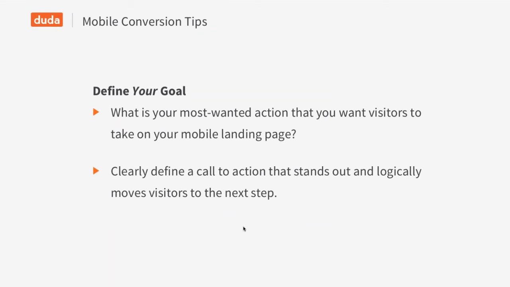Next, make sure to not only think about your visitor's goal, but also to define your goal. What is the most wanted action that you want that visitor to perform on your page? What is it that you want them to do? Do you want them to fill out a contact form? Do you want them to make a purchase, add an item to a cart, opt into your mailing list? What is your goal when you get that traffic that you've paid to bring to your page? Make it very easy and clearly define that action as a call to action that stands out among the rest of your page. And make sure that it logically moves the user through the flow to that action. So they look at the page, they hear about your product, and then they see your call to action.